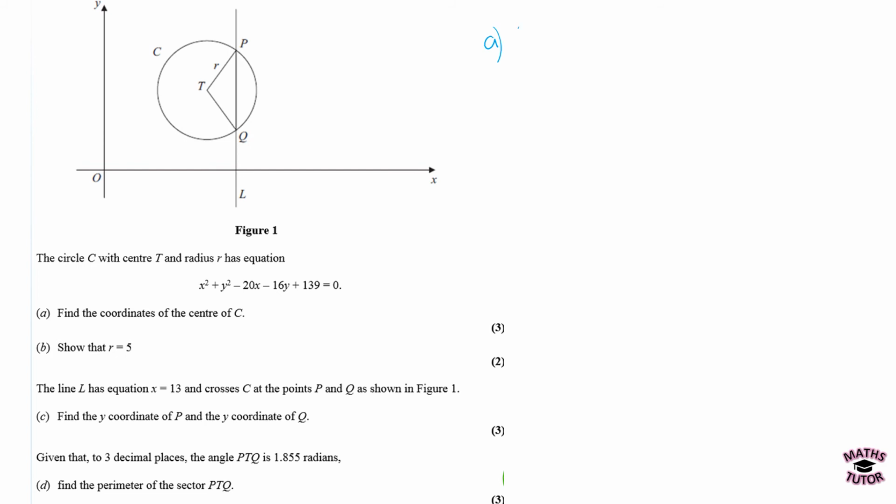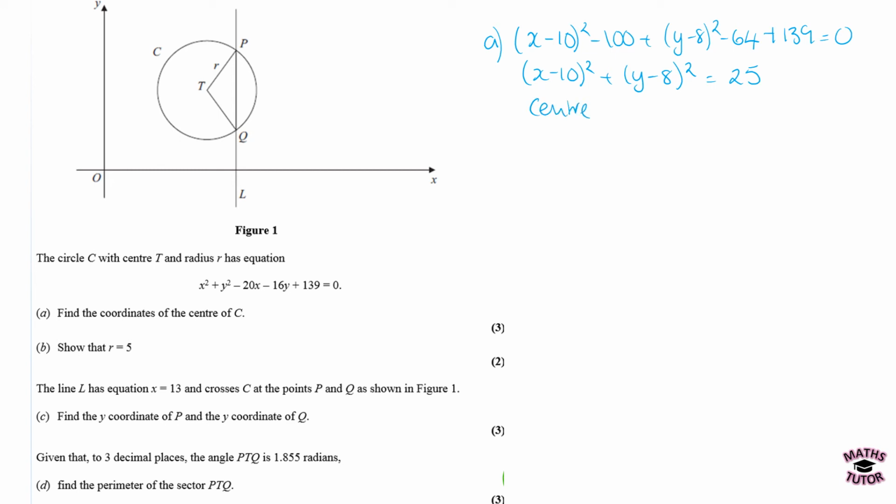So completing the square, x minus 10 all squared minus 100 plus y minus 8 all squared minus 64 plus 139 is equal to 0. x minus 10 all squared plus y minus 8 all squared, collecting those numbers together and taking them all to the other side should get it's equal to 25. So the centre is going to be at 10, 8, and the radius is the square root of 25, which is equal to 5. So we've done A and B.